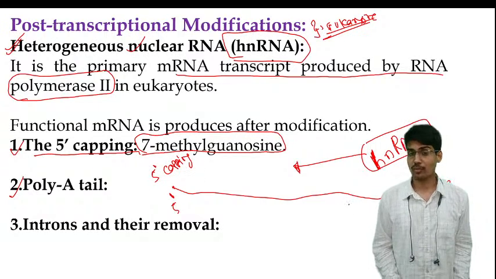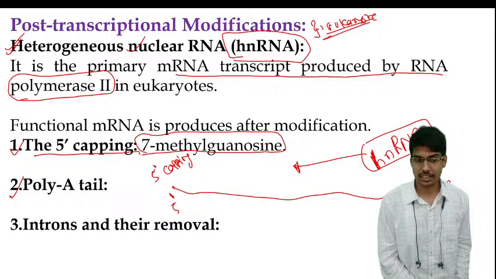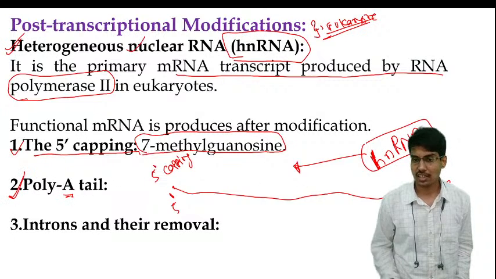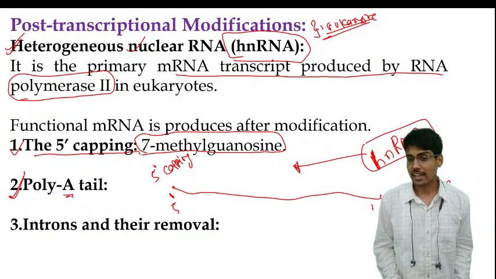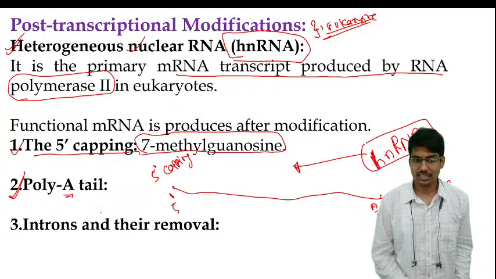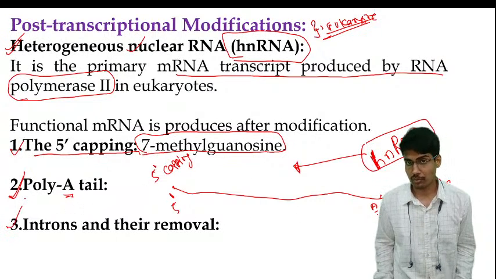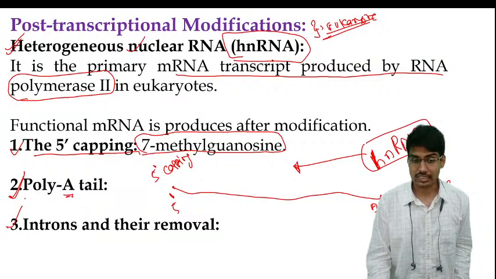The next stage of modification is the poly A tail. What is meant by poly A tail? At the tail region of this RNA, many adenine nucleotides are added, so it is crowded with adenine nucleotides. That is why it is called the poly A tail. Then there is the next modification, the introns and their removal.